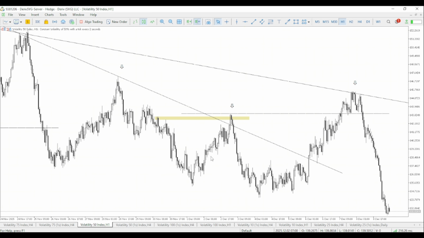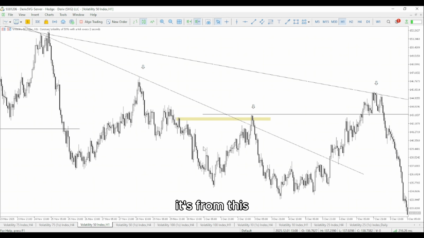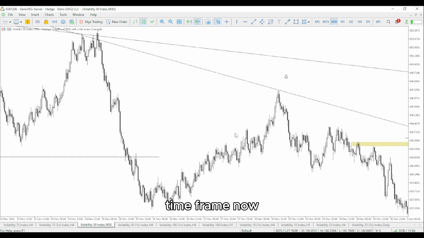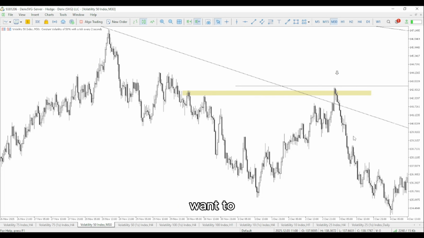So now, where are we going to be looking for our entry? It's from this resistance level within the trend line. Of course, there was a fake out up here, but the fake out came back inside the trend. Why? Because it was just only a fake out. Now, for me, I take my trades on the 15 minutes or on the 30 minutes time frame. I rarely go to the 5 minutes time frame to look for my entries. So now let's say we go to the 15 minutes time frame, and we want to look for our entry.